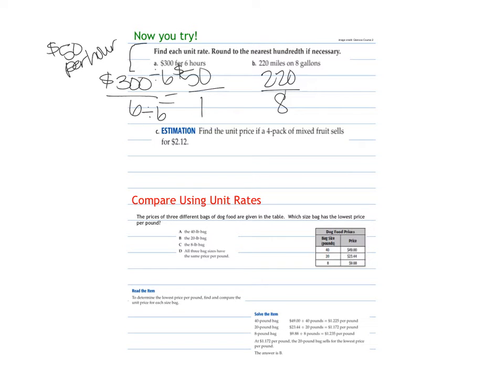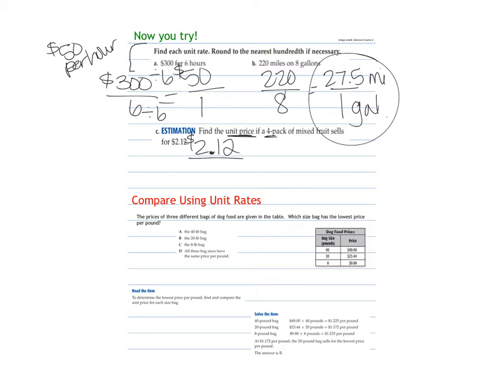220 miles on 8 gallons. So 220 miles for 8 gallons would be, remember we do 220 divided by 8, and I get 27.5 miles for 1 gallon. And then the unit price if a 4-pack of mixed fruit sells for $2.12. So this one we want to know how much it is for 1 pack. So I'm going to do my price on top, even though in my sentence 4 comes first, but I want to know price per pack because of the unit price.